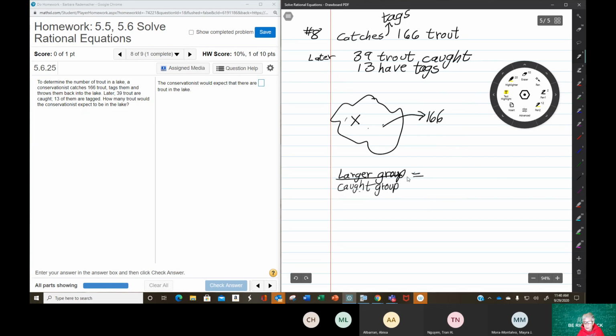But anyway, if we let the larger group be all the fish in the lake, then the conservationists caught 166 of them and tagged them. Later he comes back and catches a bunch of fish, here 39, and 13 of them are tagged.